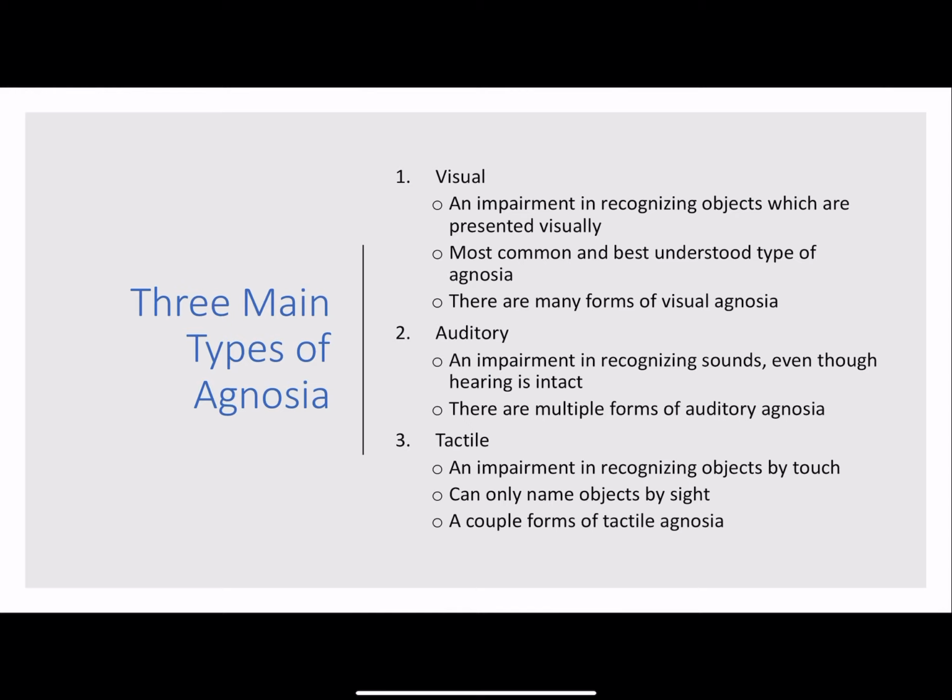The first is going to be visual agnosia, and this is an impairment in recognizing objects which are presented visually. It's the most common and best understood type of agnosia, and there are many forms of visual agnosia. And even though there's an impairment in recognizing these visually presented objects, there's normal functioning in the field, acuity, color vision, brightness, discrimination, language, and memory for that person.